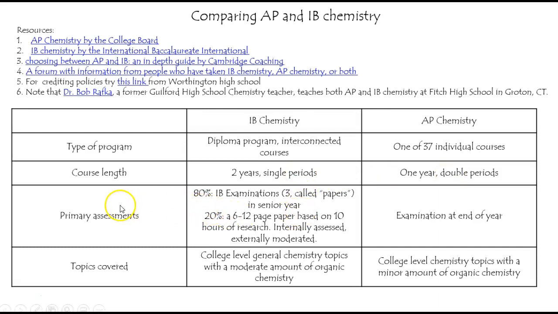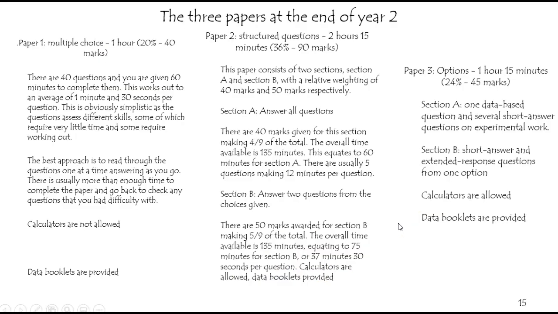You'll take 3 examinations at the end of your two-year course for IB chemistry. And for AP chemistry, you'll just take 1 examination at the end of the year. The topics covered do vary somewhat. One of the biggest differences is that IB chemistry has a lot more organic chemistry. There's plenty of other differences, but that's one of the big ones.